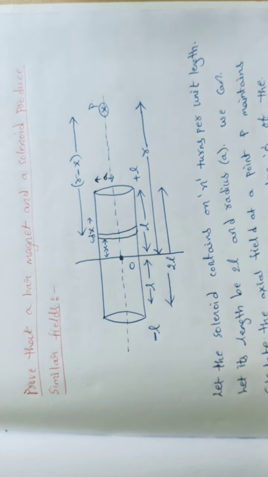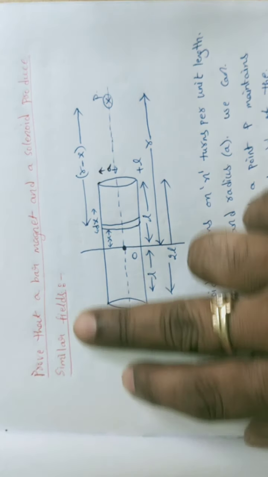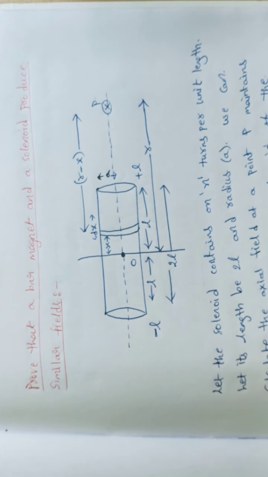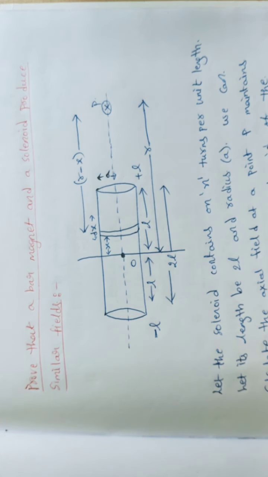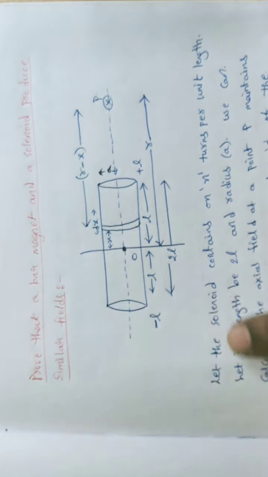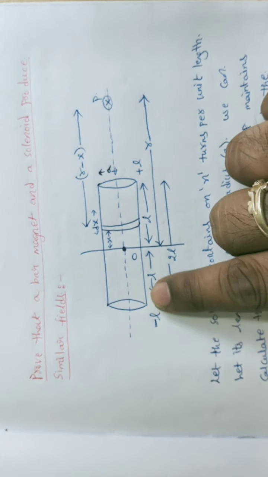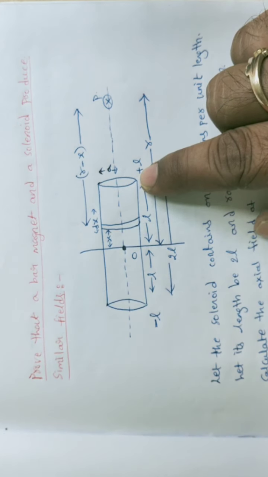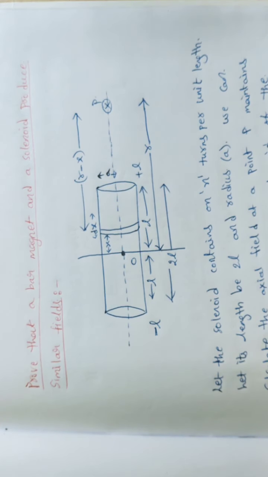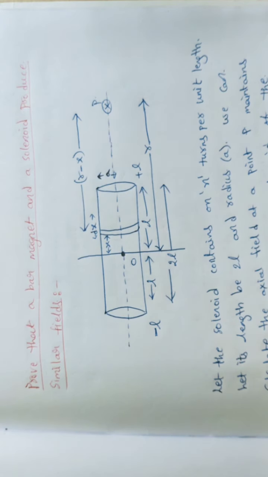The question I am mentioning here is: prove that a bar magnet and a solenoid produce similar fields. We have already discussed the solenoid. A solenoid is a hollow cylinder on which a number of turns is present. Let the total number of turns in this solenoid be capital N.